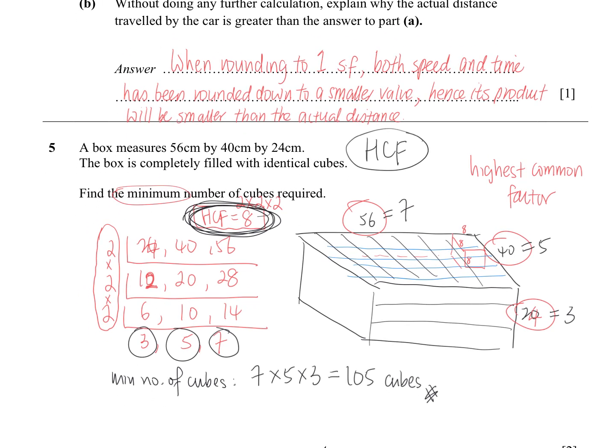Because I need to know what is the length, breadth, and height of the cube. Then I know how many I can fit in. Because if you have chosen the cube to be 1 by 1 by 1, then it wouldn't be the minimum number. It will be more than what you required. This is the largest cube you can fit in, because 8 is the only number that divides 56, 40, and 24 at the same time.